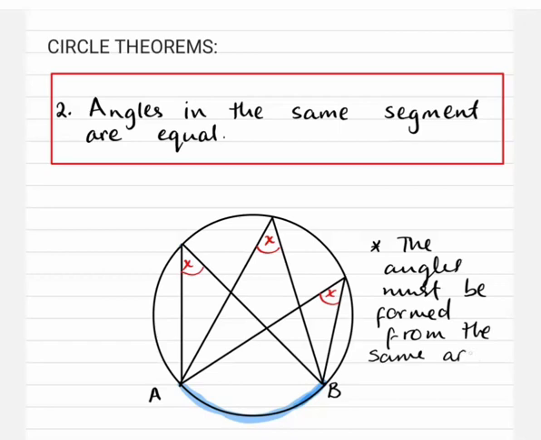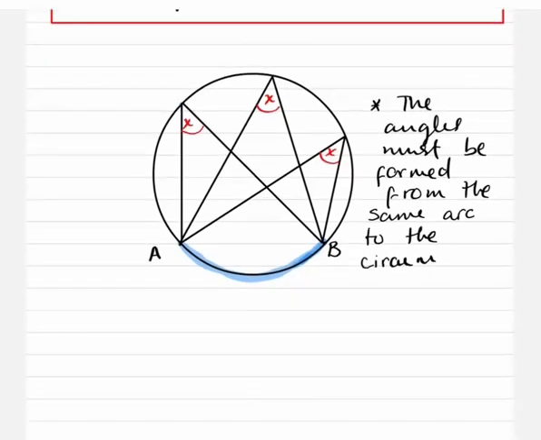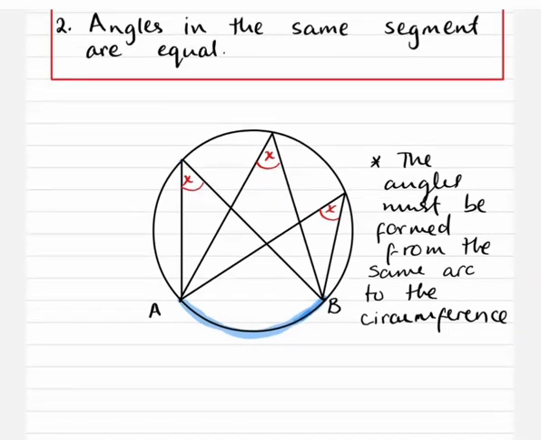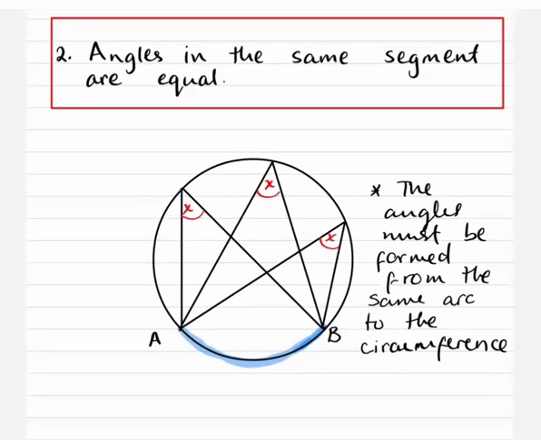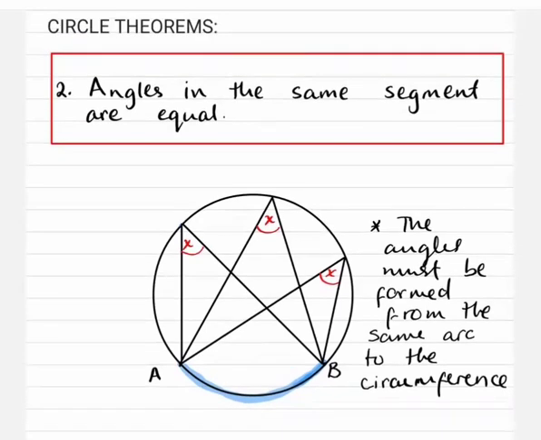We also use the word subtended. They must be subtended by the same arc to the circumference. This is so important. To the circumference. If any one of these angles doesn't go to the circumference, then this theorem does not hold. We cannot apply the theorem. They must necessarily stop at the circumference as well as be subtended by the same arc or be formed from the same arc.